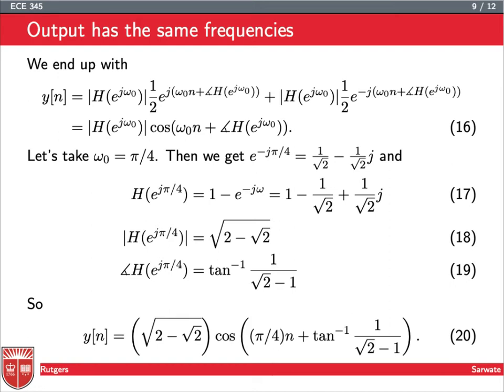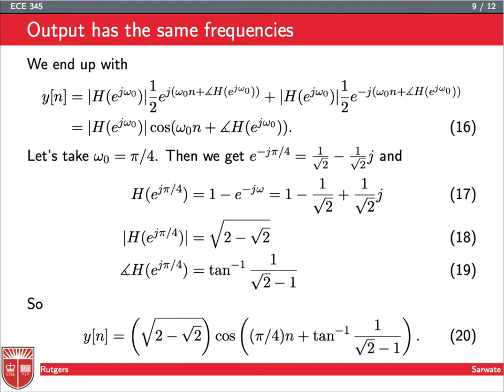Okay, so now we've got a lot of notation, omega naught, blah, blah, blah. It's just getting a little complicated. Let's just plug in the value of omega naught and see what we get. So let's take ω0 equals π/4. Then what we can see is that e^{-jπ/4}, because we need to calculate H(e^{jω0}), is just 1/2 minus 1/2 j. And so when we calculate the actual value of this coefficient, it's going to be 1 minus 1 over square root of 2 plus 1 over square root of 2 j.